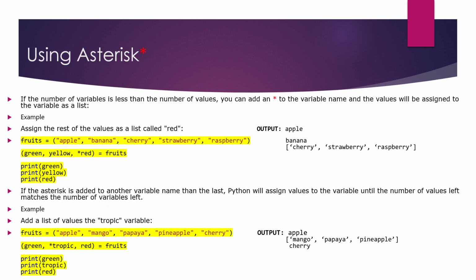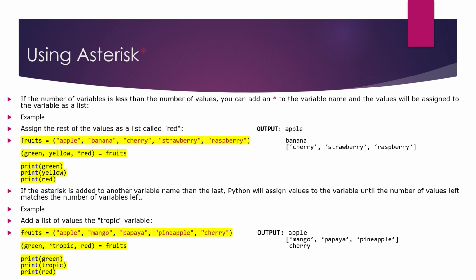Now using asterisks. If the number of variables is less than the number of values, you can add an asterisk to the variable name and the values will be assigned to the variable as a list. For example, assign the rest of the values as a list called red. Fruits is a tuple containing apple, banana, cherry, strawberry, raspberry. Green, yellow, asterisk red is equal to fruits.